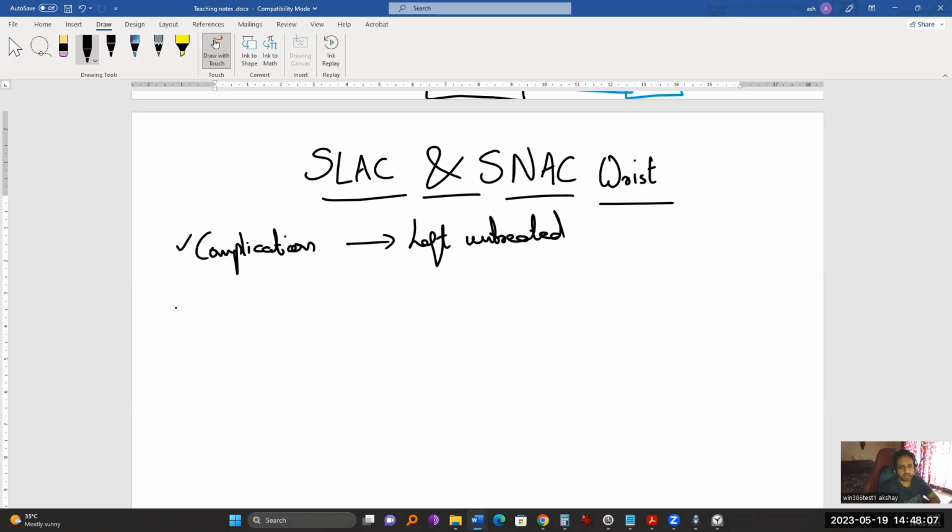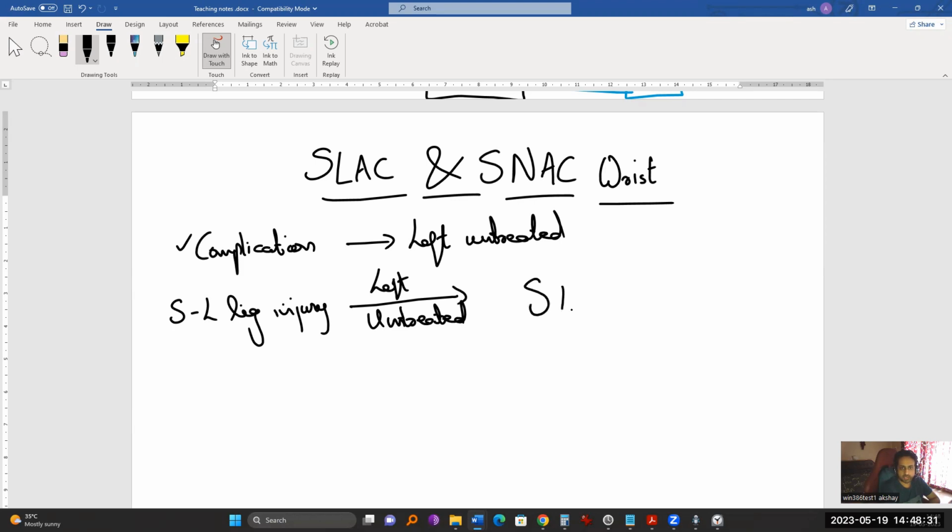Okay, so to put it in the simplest way, if a scapholunate ligament injury is left untreated, it will result in SLAC. Okay, the full form is scapholunate advanced collapse.